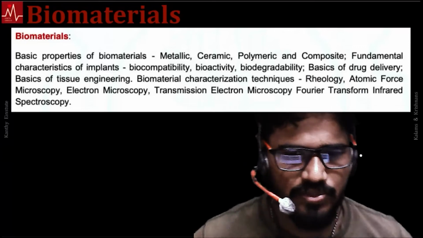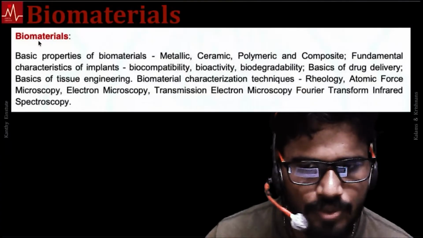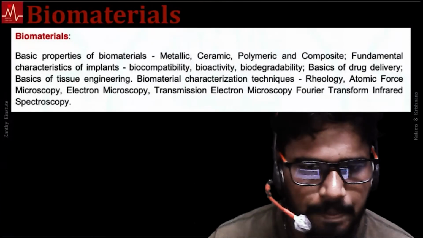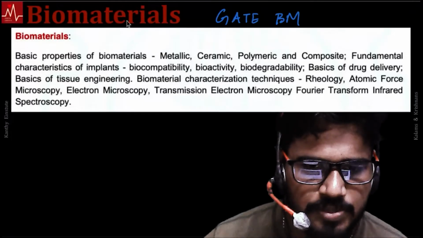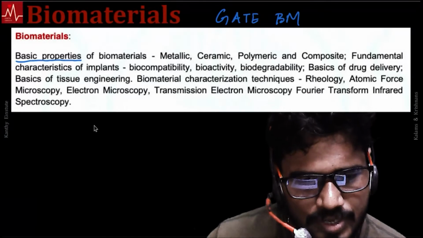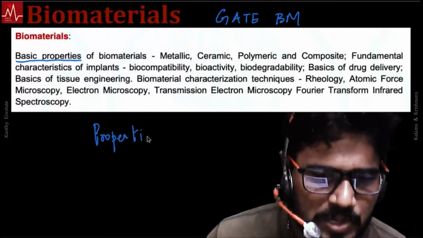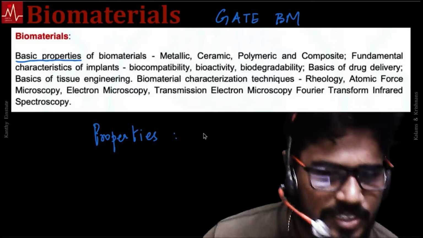Basic properties of biomaterials. This is what the syllabus says for the GATE BM, GATE Biomedical Engineering paper. Basic properties specifically are ceramic, polymeric, composites, right? There are many properties, such as mechanical properties.